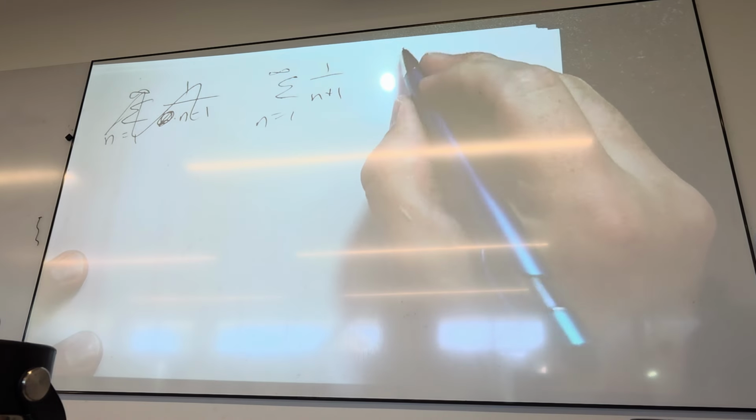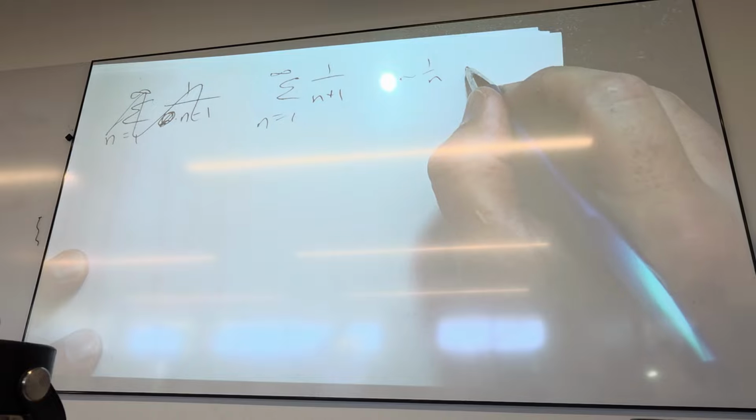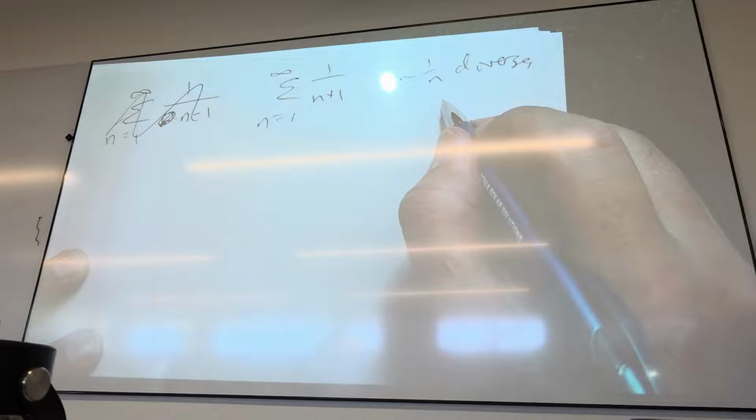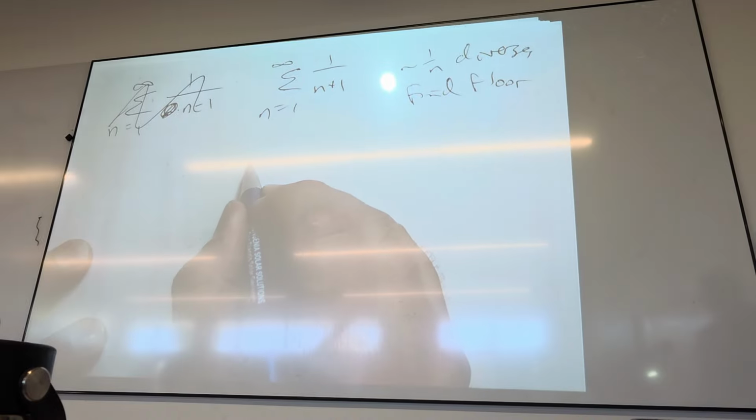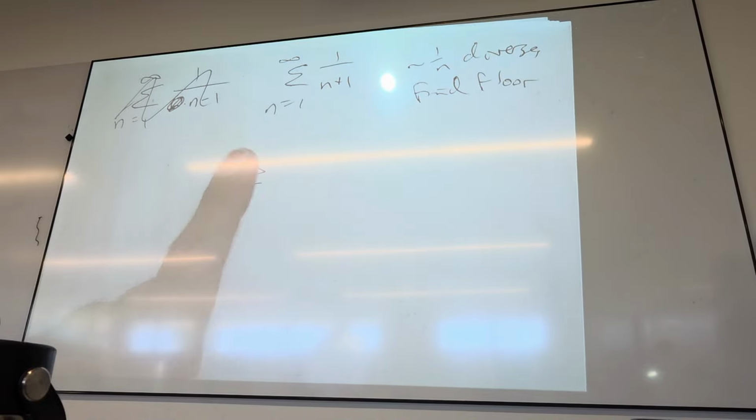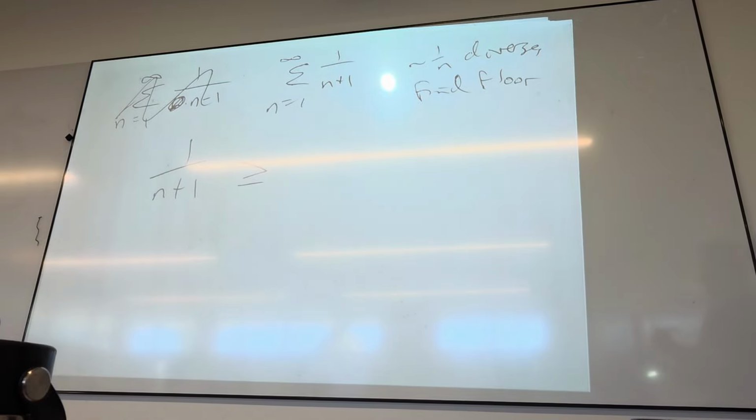So help me out. What is this trying to be? It's trying to be 1/n. This diverges. So what do I want to find? I want to find a floor, which means I want my inequality to go this way now. I want to find something that's below the one I start with. Do you guys follow?